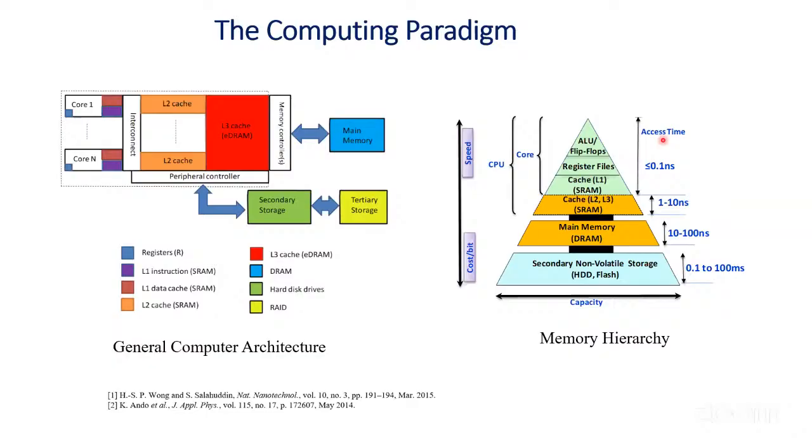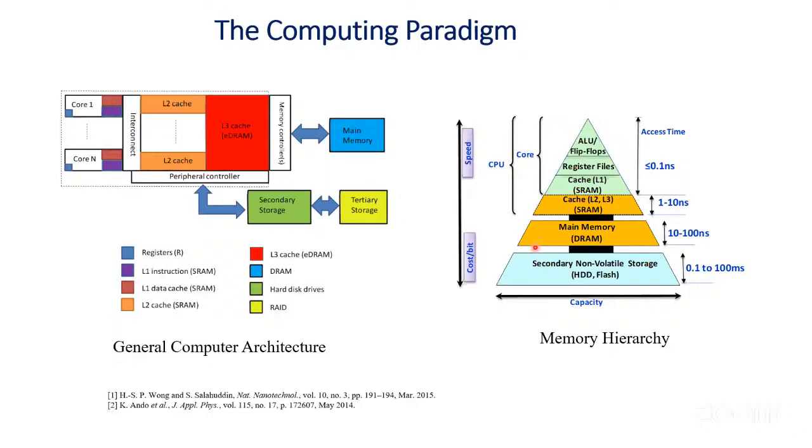You can see that this is like a pyramid, or we can say a triangle, where inside the core you have ALU, flip-flops, registers, and then L1 cache, which consists of instruction and data. So there is a separate L1 instruction cache and data cache. This typically has an access time of less than 0.1 nanosecond. Then inside the processor itself, we have L2 and L3, which are also SRAM.